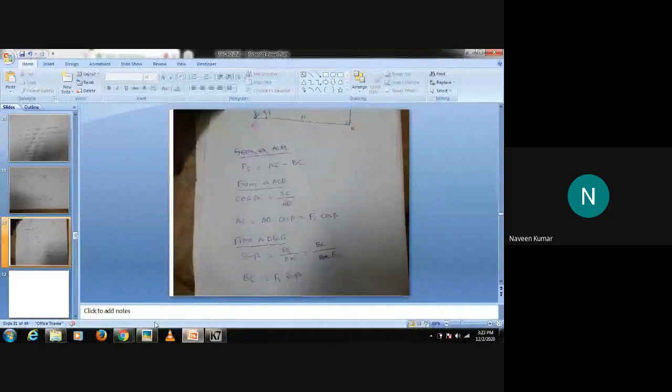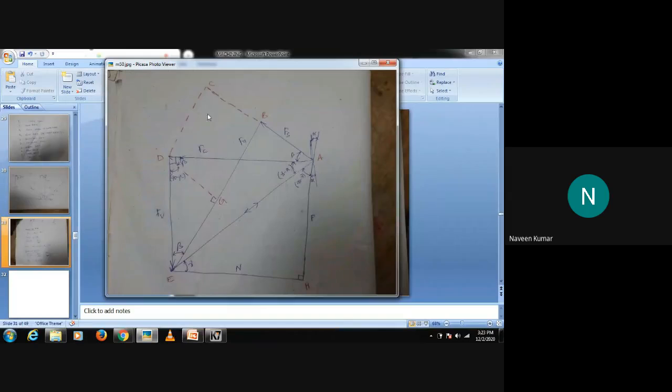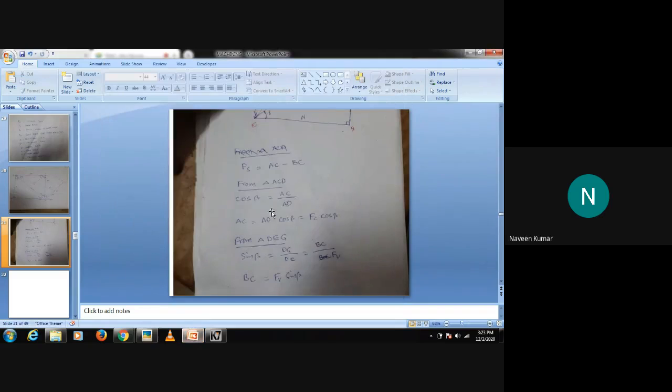From triangle ACD, look at this triangle. Cos beta is AC by AD. We need AC, so AC by AD. What is AD? It is Fc. Yes, sir. So we can write it as AC by AD, and AC is equal to AD into cos beta. What is AD? Fc. Now AC is equal to Fc cos beta.